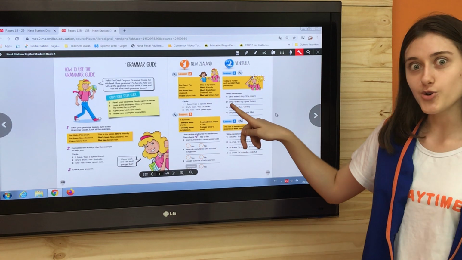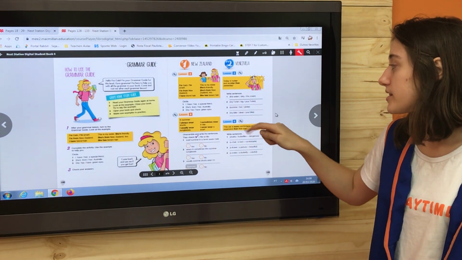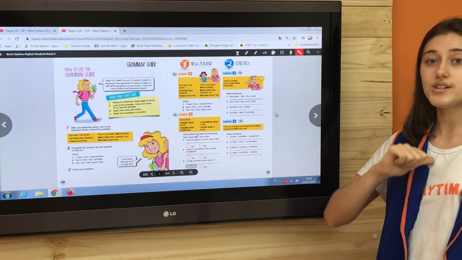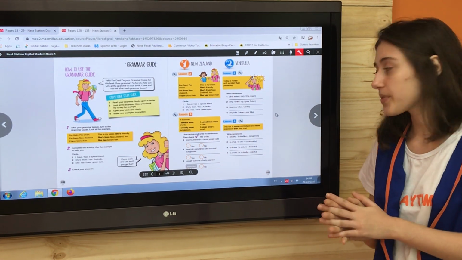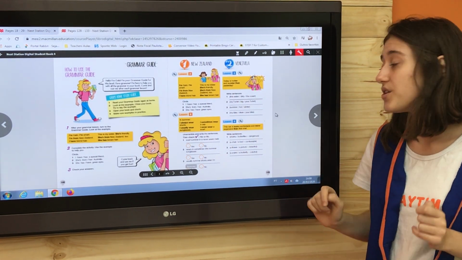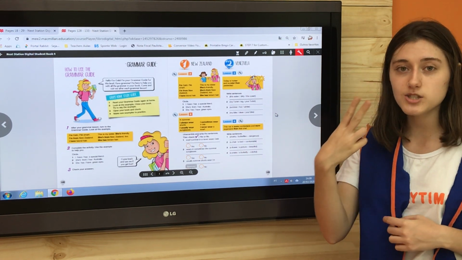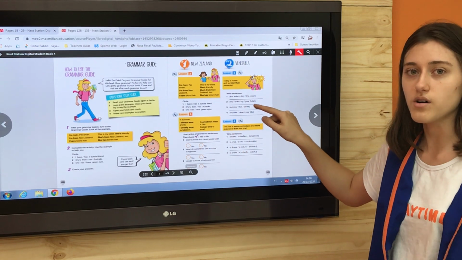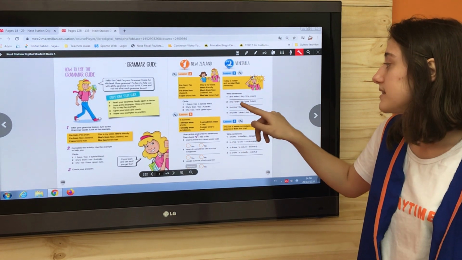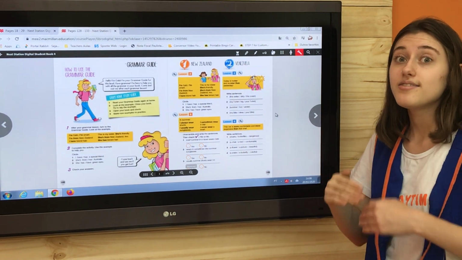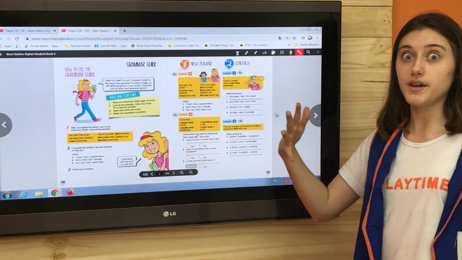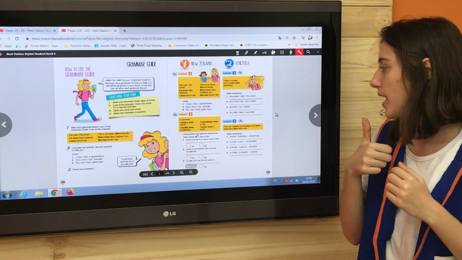So number 2, we have my t-shirt, big, and your t-shirt. So my t-shirt is bigger. Remember, bigger with double G, dois G's, because it's CVC, consonant, vowel, consonant, alright? So my t-shirt is bigger than your t-shirt. My t-shirt is bigger than your t-shirt, okay?